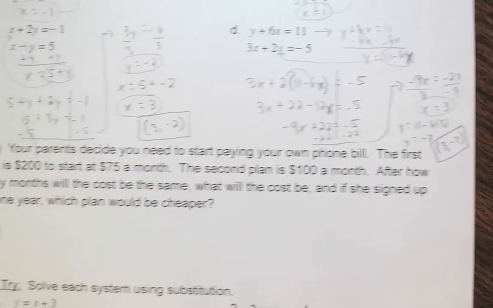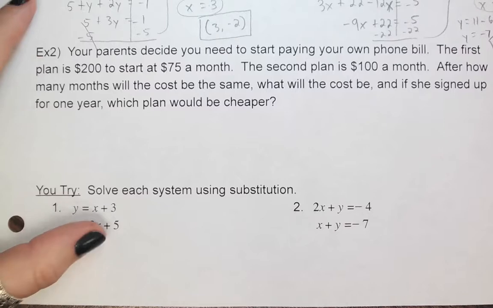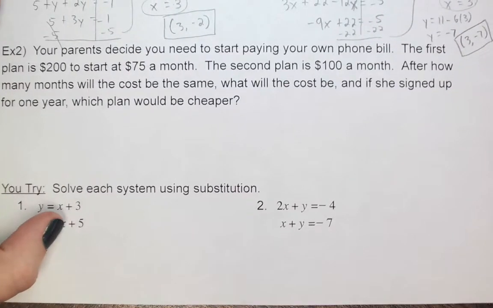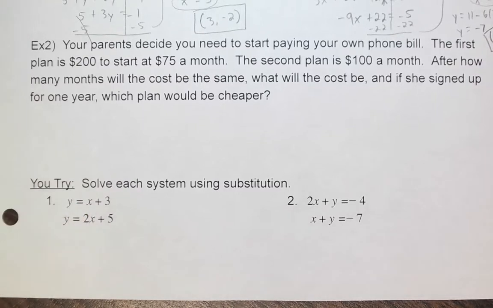Okay, and lastly is our story problem. It says your parents decide that you need to start paying your own phone bill. The first plan is $200 to start and $75 a month. The second plan is just $100 a month. After how many months will the cost be the same? What will that cost be? And if she signed up for 1 year, which plan would be cheaper?